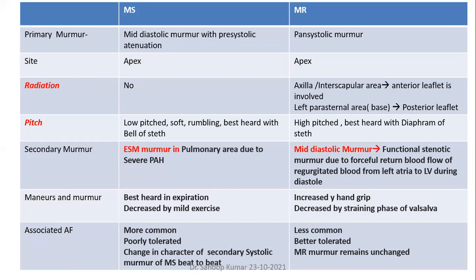Secondary murmur in mitral stenosis is heard in the pulmonary area due to pulmonary artery hypertension, not due to any other cause. And the maneuver which increases the murmur in mitral stenosis is expiration, and it is decreased by exercise or activities. I told you AF is common in case of mitral stenosis. Why? Because your left atrium is going to dilate and it will cause AF in case of mitral stenosis. While in mitral regurgitation, I told you AF is less common.